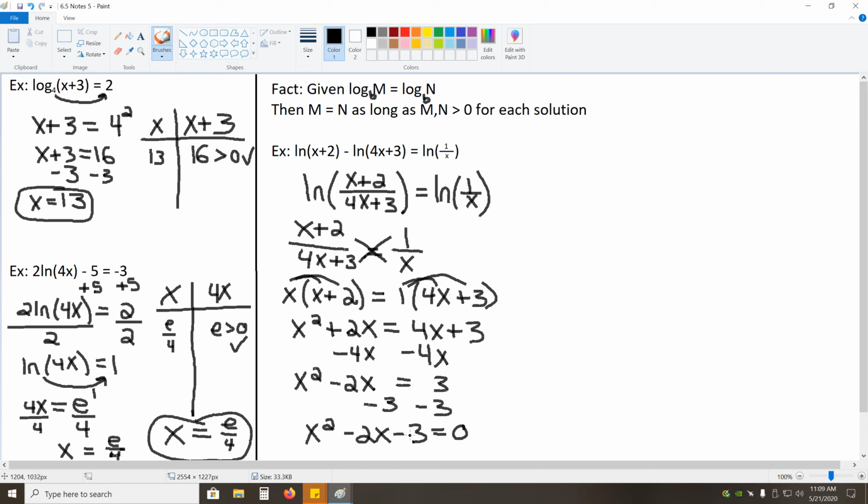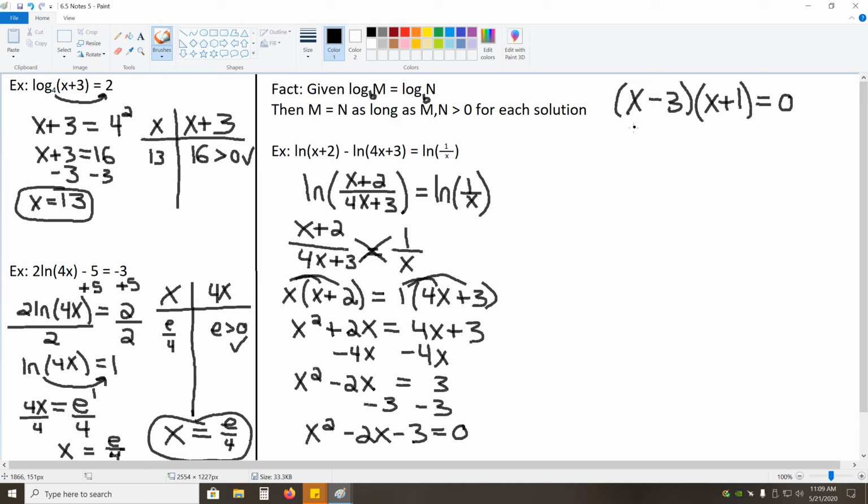And now we need to factor this such that we have two numbers that multiply to give us negative 3 and add up to give us negative 2. That'll factor into (x minus 3) times (x plus 1) equals 0. Negative 3 times 1 is negative 3, sorry, I said that wrong. Negative 3 plus 1 is negative 2, so it does end up working out.